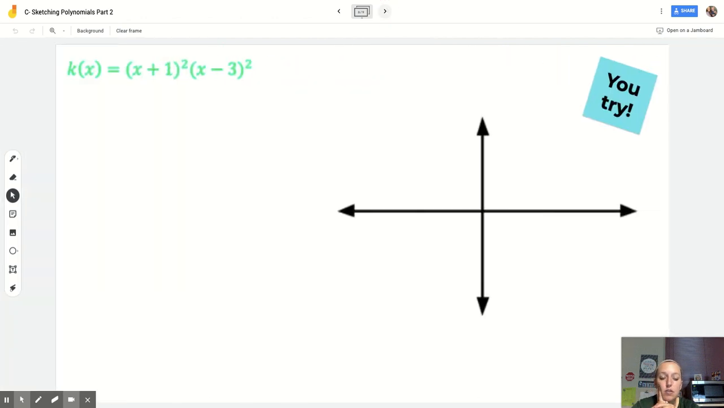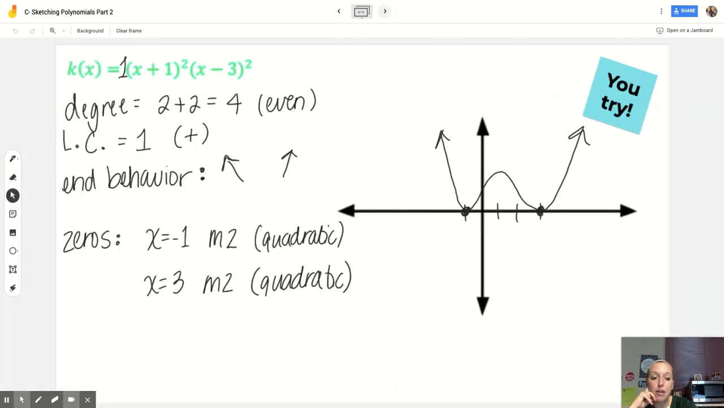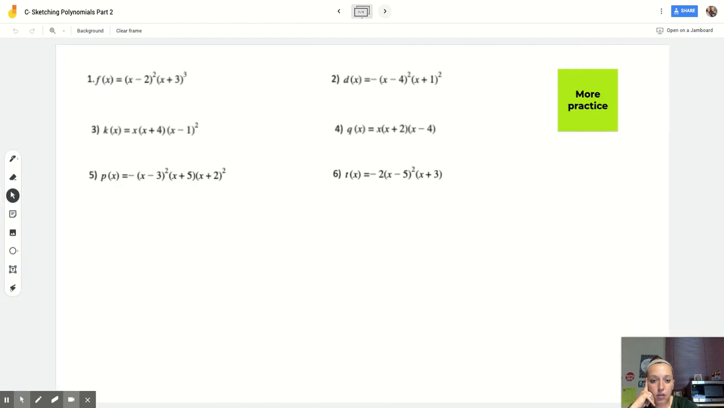And here's another question. Give it a try. If you didn't get it right, pause it now and take a look at this explanation. If you did get it right, great. Here's some additional practice problems. You can pause the video and try these. And I'm going to go ahead and click ahead to show you the key. So if you want to try these first, hit pause now.